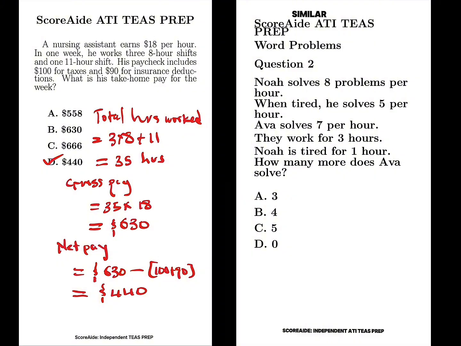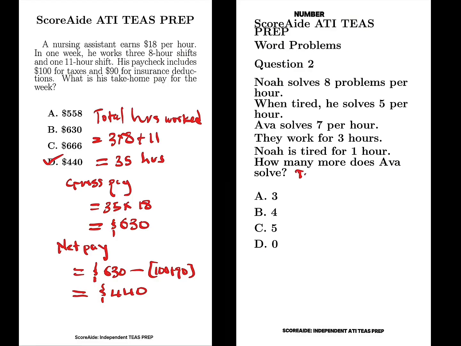It's almost similar. Noah solves 8 problems per hour. When tired, he solves 5 per hour. Eva solves 7 per hour. They work for 3 hours. Noah is tired for 1 hour. How many more does Eva solve?